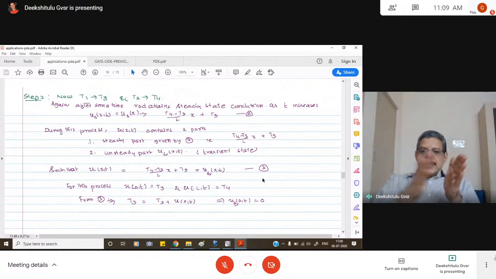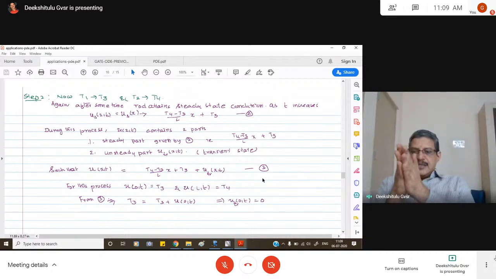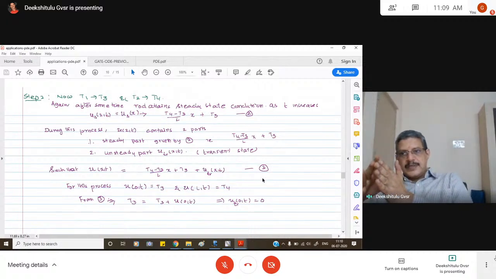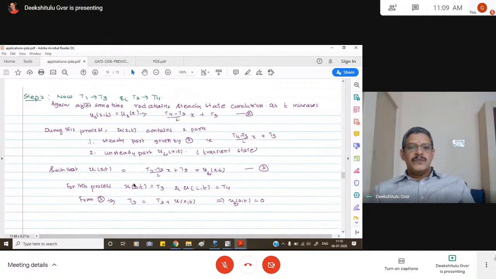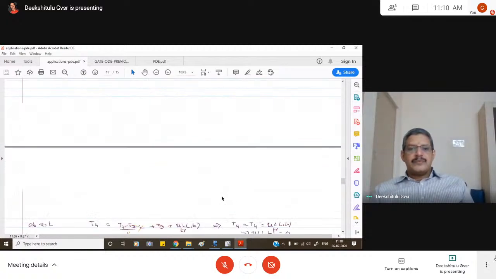So the process is like this: you have come here, you are getting steady state, and from there a new process begins. Now we are considering this process for which the new temperatures at the end points are T3, T4, and the initial temperature is whatever is accumulated till now, that is U_S. So U of 0,t is equal to T3, U of L,t is equal to T4. If you put x equal to 0 here, this becomes 0, T3 plus U_TR, so U_TR of 0,t is 0, since T3 gets cancelled.